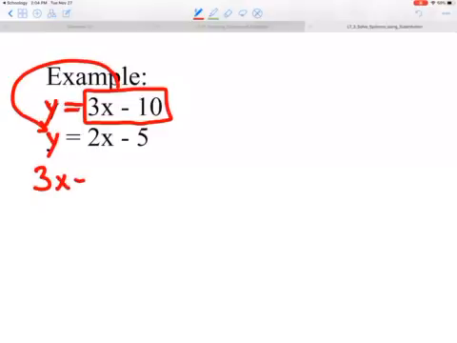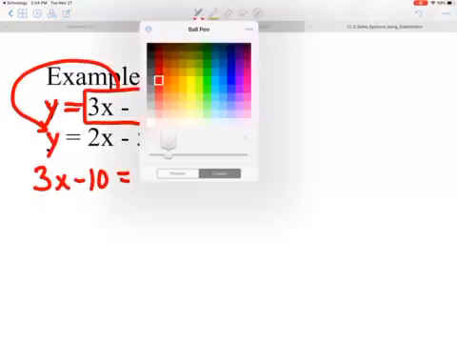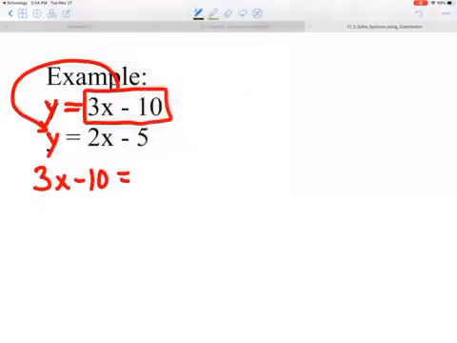So I get 3x minus 10 substituted in for that y is going to be equal to the 2x minus 5. We are essentially taking this and substituting it in for y in the other equation. That's what gives us substitution. Now here is the nice thing about that. We end up with one equation, one variable.